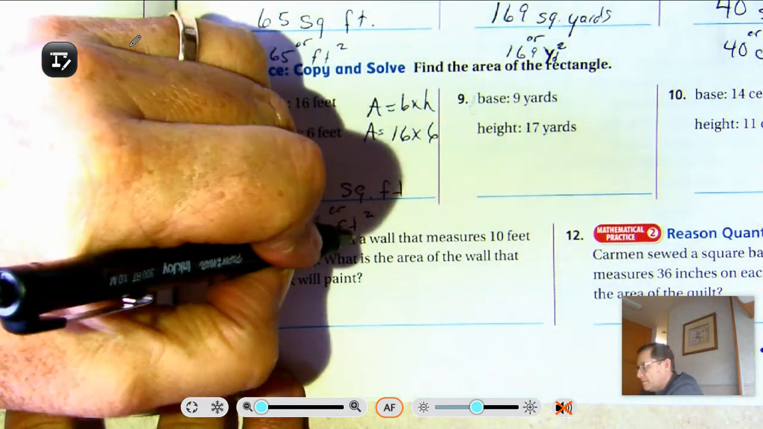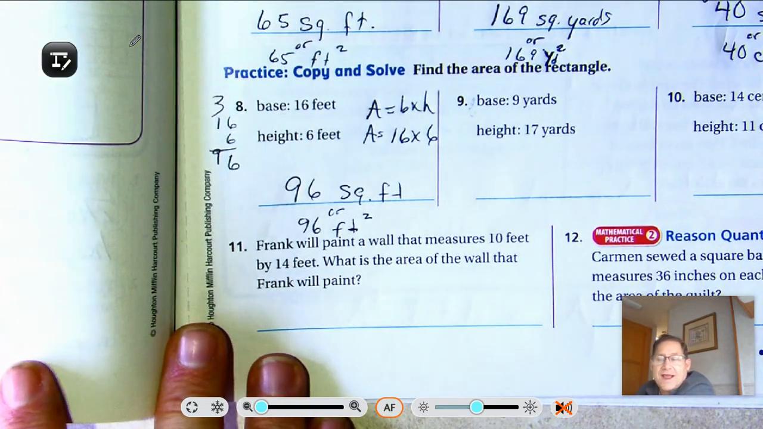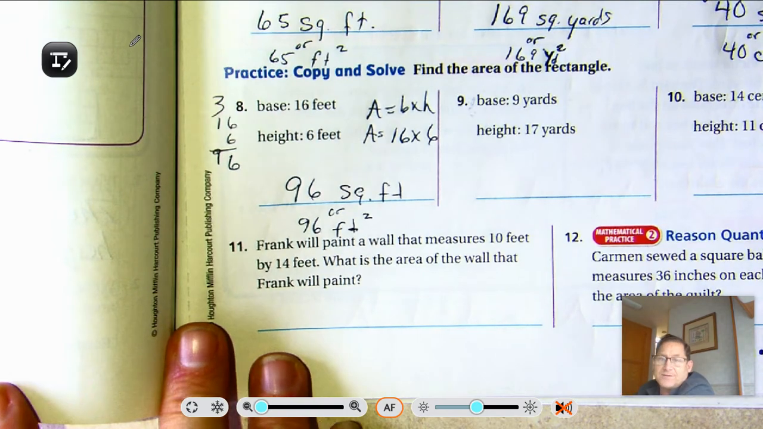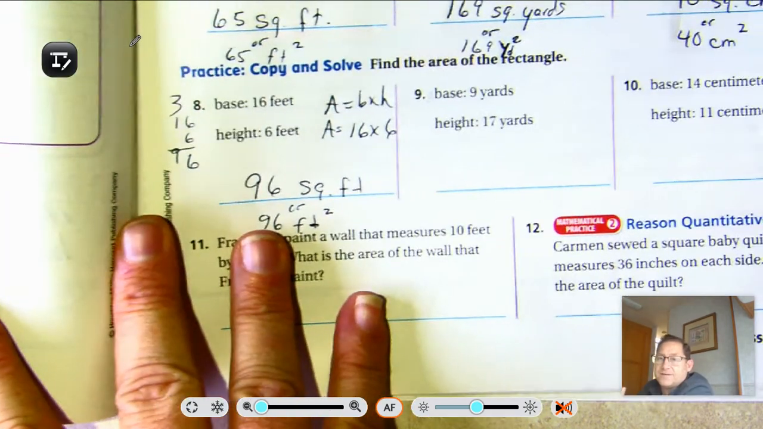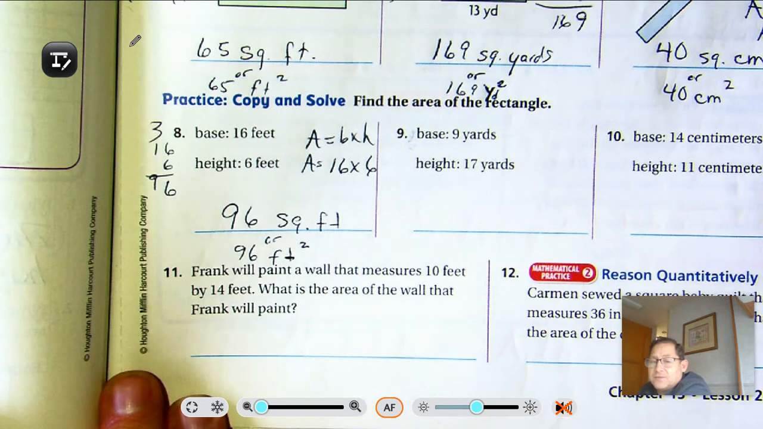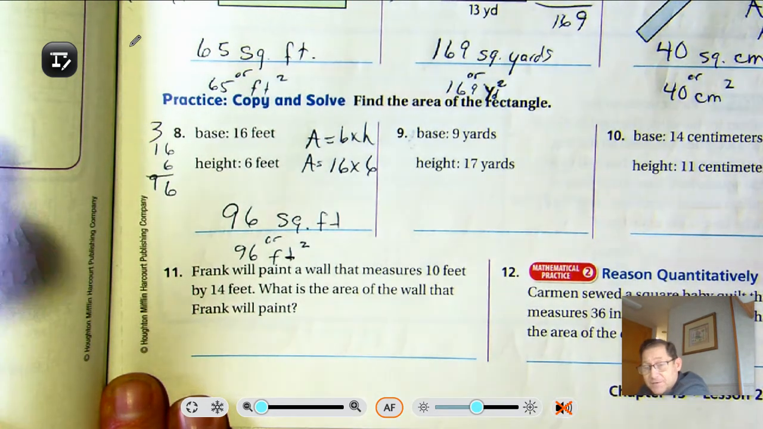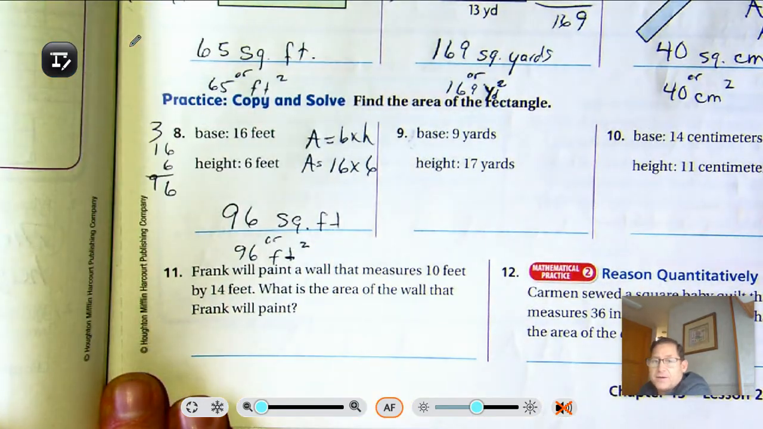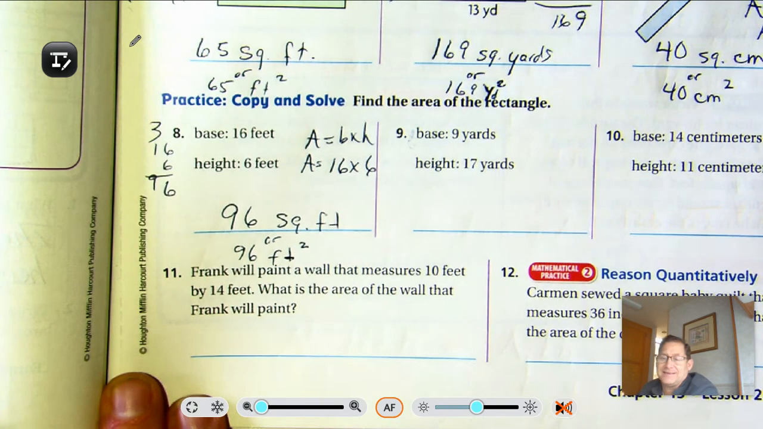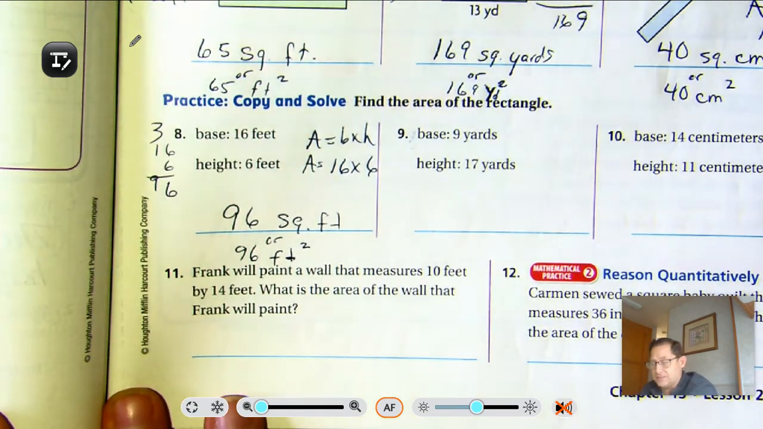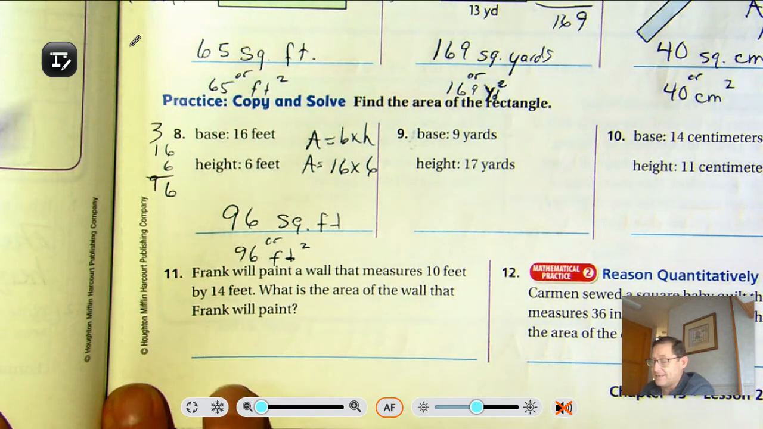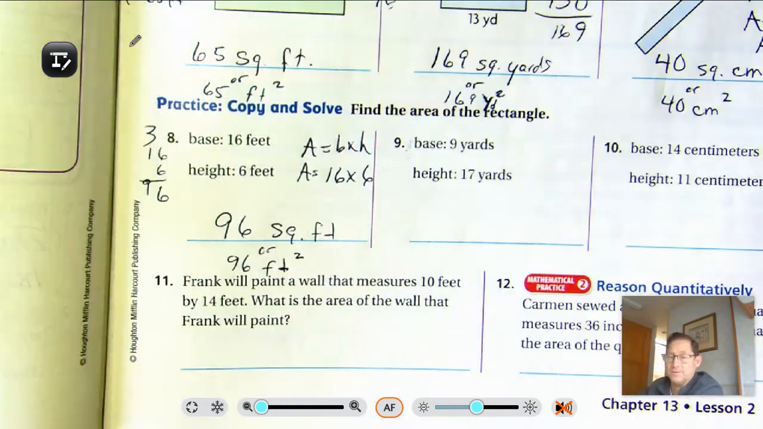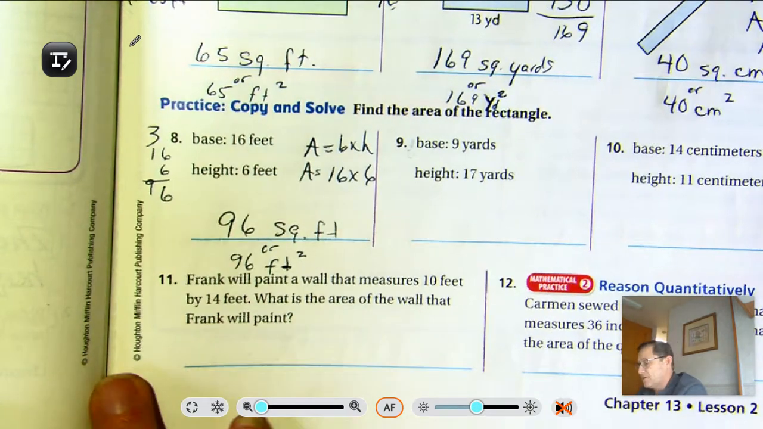You might ask yourself, do I have to put square units? Do I have to say square yards? Do I have to say square feet? Do I have to say square centimeters? Yes. Area is always noted as squares, because remember, area is the number of square units inside a figure. Perimeter would not be squared. Perimeter is, in a sense, a linear measurement. It's a straight line. If we were to take the shape apart, we'd have one measurement. Okay. So we don't have squares there.